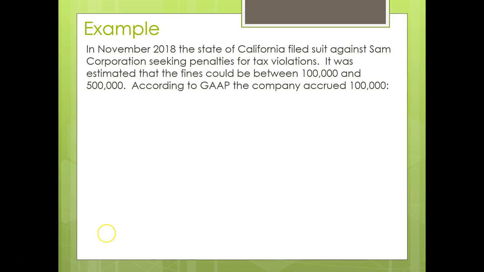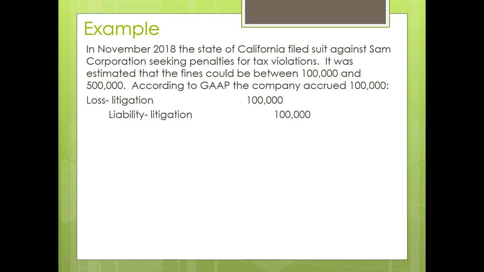All right. Now, here's a change in estimate. In November 2018, the state of California filed a suit against SAM Corporation seeking penalties and taxes. It's estimated the fines would be between $100,000 and $500,000. According to GAAP, the company accrued $100,000. The rule is, if you have an estimate of a loss and there's a range, under GAAP, you use the low one, which would be 100,000. Under the international standard, you would use the midpoint, which would be 250,000.